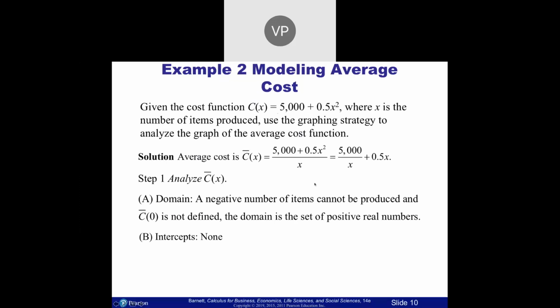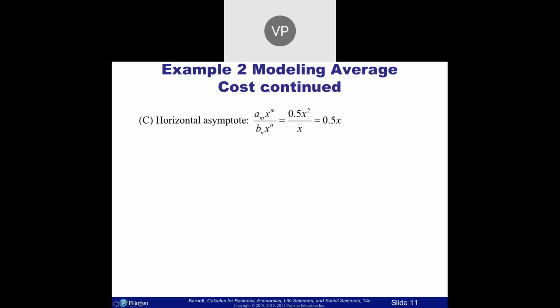So going back to our function right here, the highest power on top is a 0.5x squared, the highest on the bottom is an x. You divide those two, and when you clean it up, this right here is not a horizontal asymptote. This is actually that slant asymptote that we're going to get to in a minute here. So there is no horizontal.